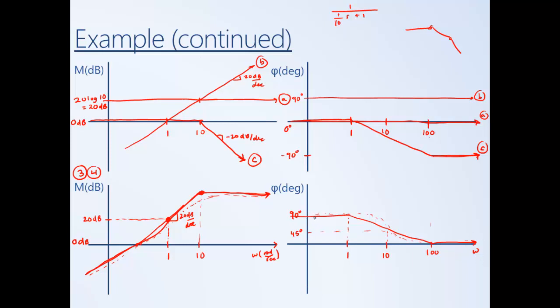So in the limit, as omega approaches 0, the phase is equal to 90 degrees. We identify that. And in the limit, as omega gets large, the phase approaches 0 degrees.